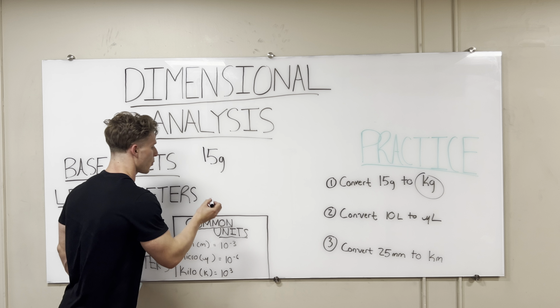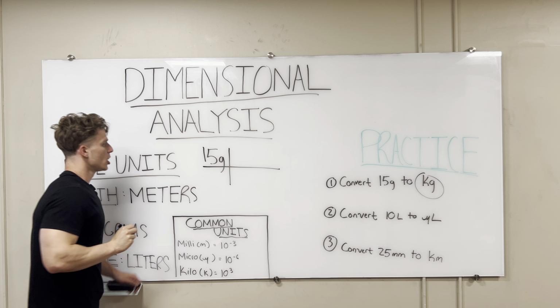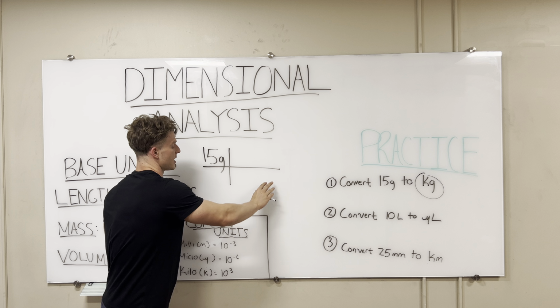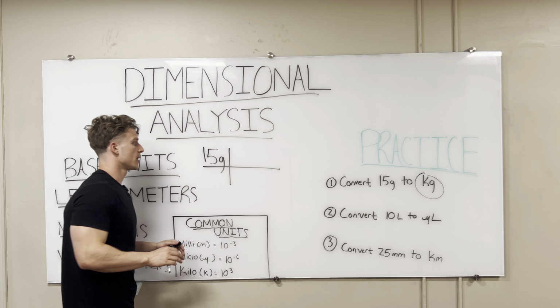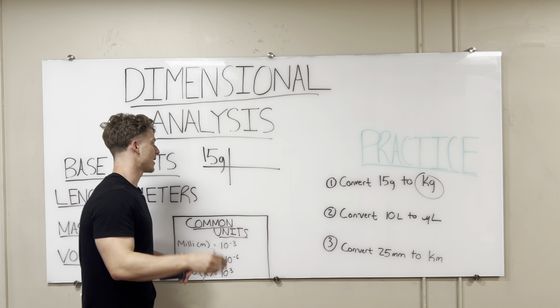So we have 15 grams. I like to set it up like this, right? We know that anything across is going to be multiplication. Anything below this 15 down here will be division. So the first thing I like to do in a problem like this is make sure my units will cancel out and get me the unit that I want as my final answer.